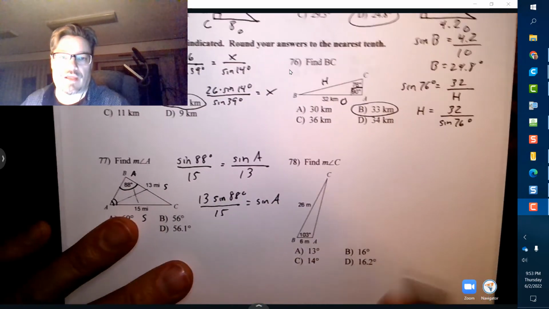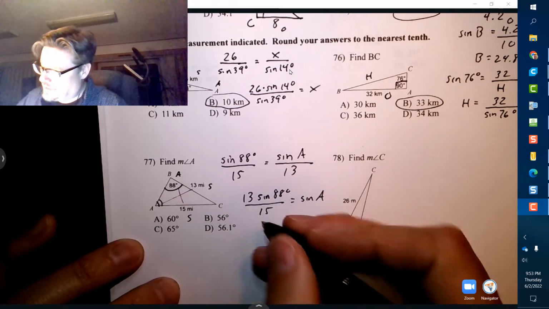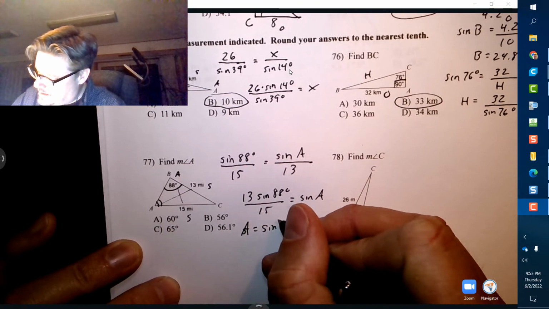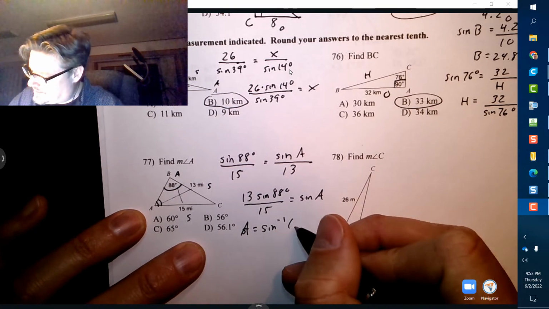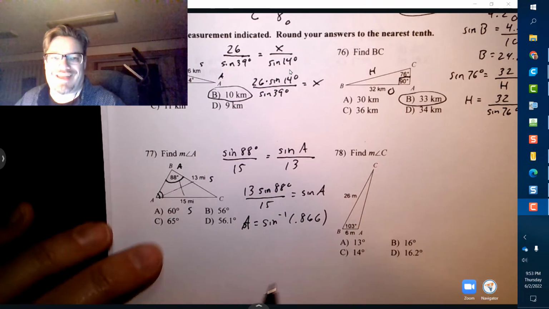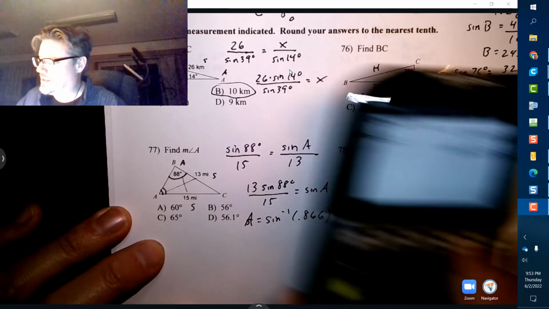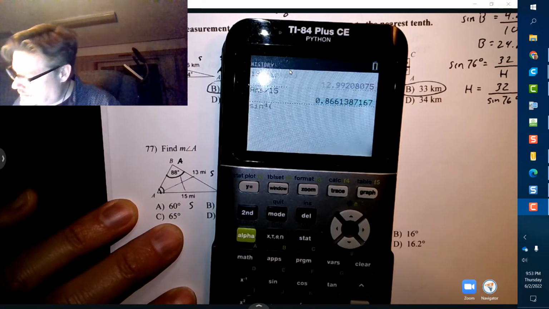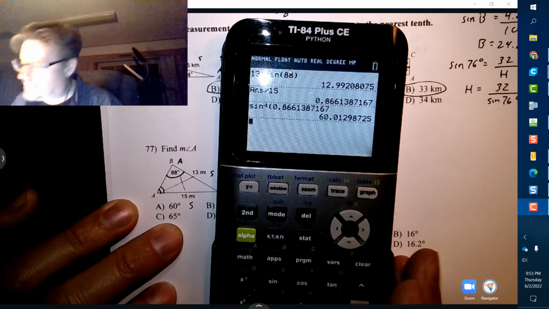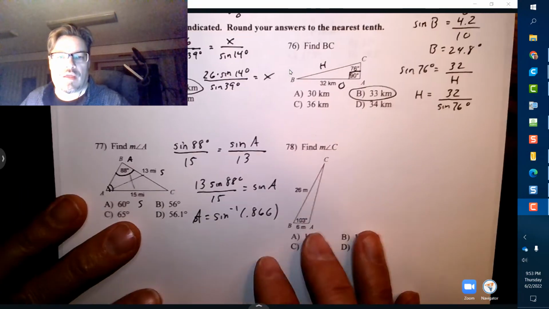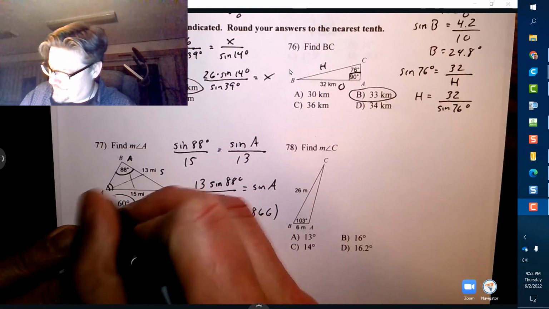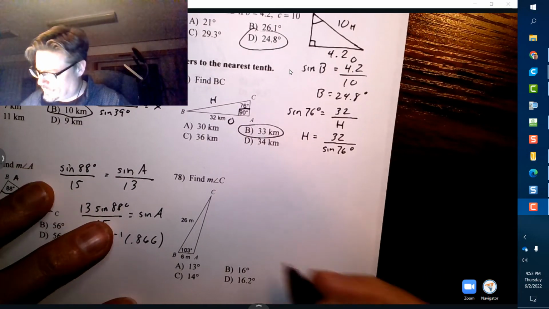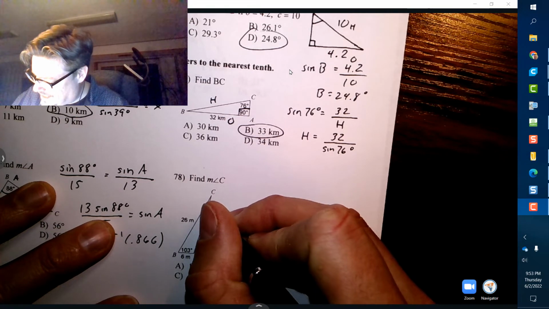That's mathematically erroneous. So I want to find the sine inverse of 0.866, and I do believe that is 60 degrees because that is one of those nice round numbers. Yep, 60 degrees there. Okay, that's A.